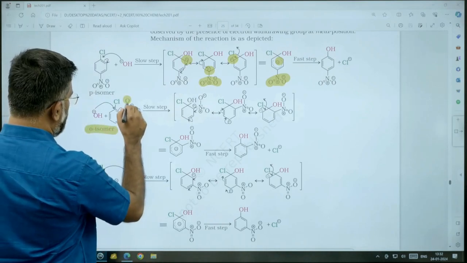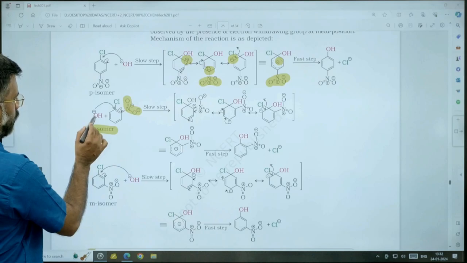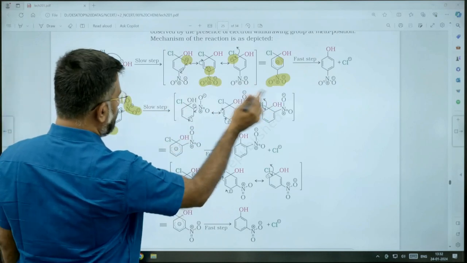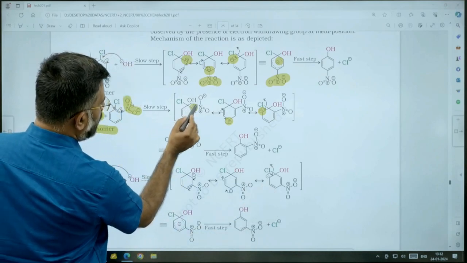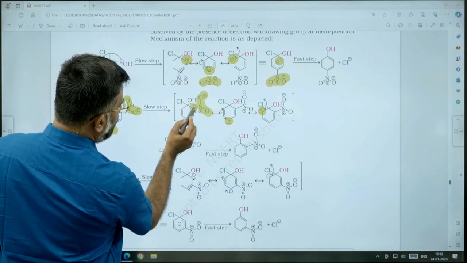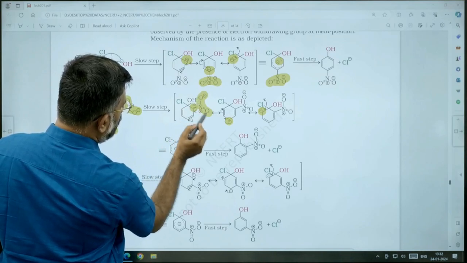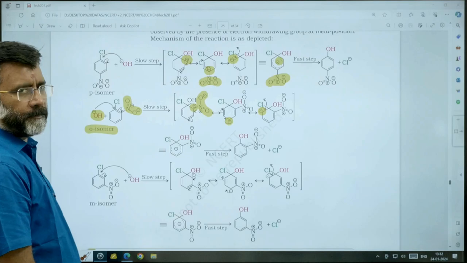In the ortho isomer, the nitro group is available here. The nucleophile attacks and you get an intermediate. The minus charge is here, here, and here. And you see the minus charge on this carbon is withdrawn by the nitro group at the ortho position.